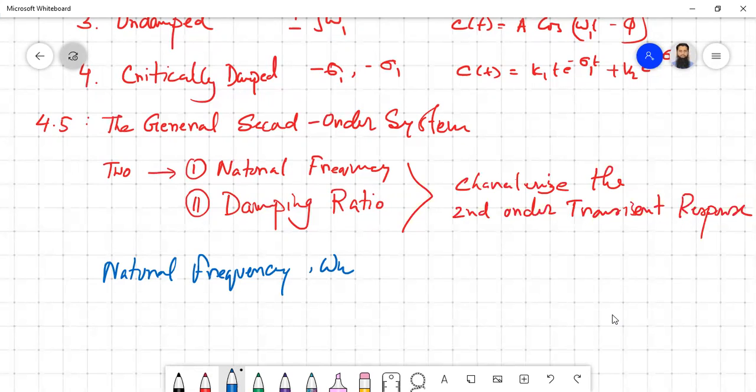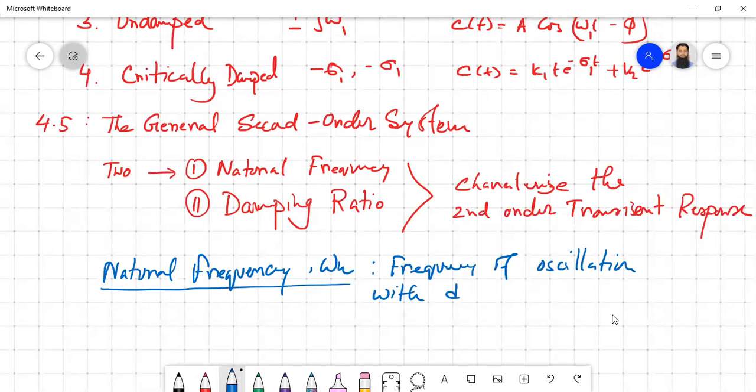If the oscillation of the system without damping, that is what is called natural frequency of oscillation. So oscillation without the damping. Frequency of oscillation. So if you want, I can write, frequency of oscillation, oscillation without damping.